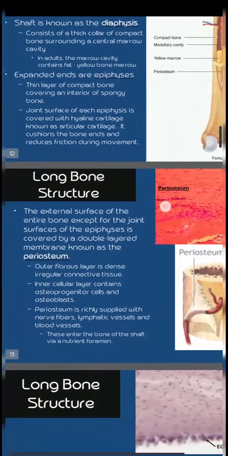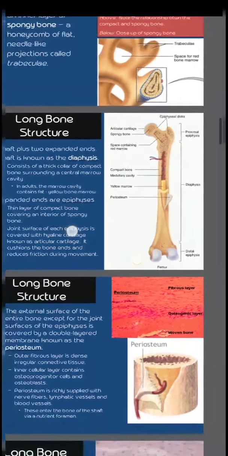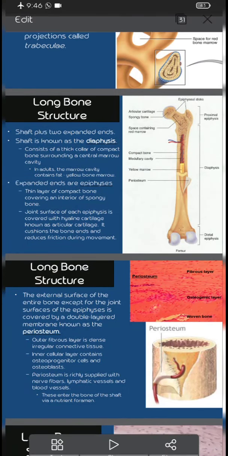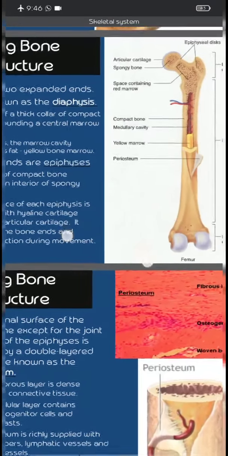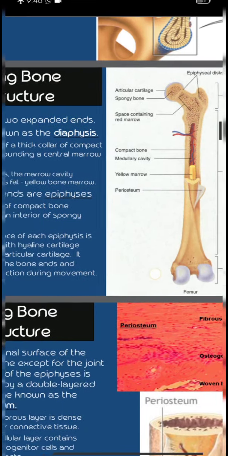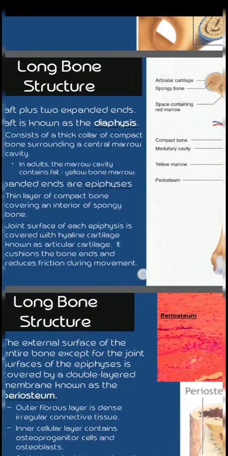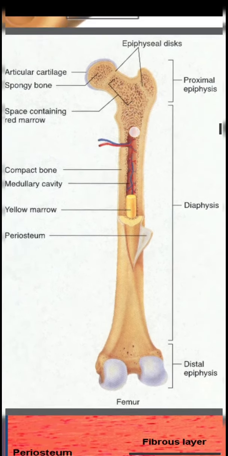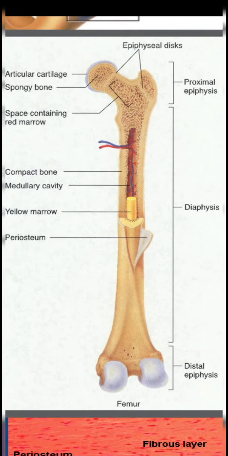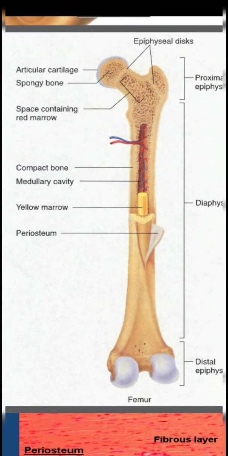Now let's discuss the structure of bones by each type. Let's talk about the long bone. Long bone is basically consisted of a long shaft. This one is a shaft in the middle and 2 expanded structures on both sides which are known as epiphyses.